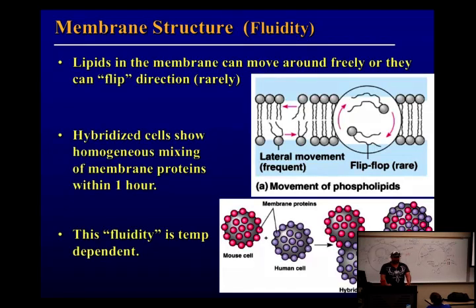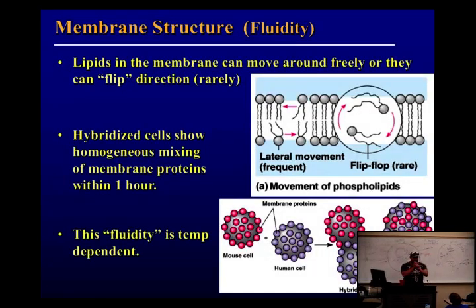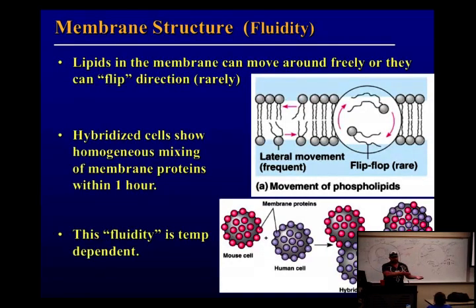More fluid would be unsaturated, right? Because it causes it to bend and makes it spread out. If it's cold outside, you would want to make it more fluid, right? So you would want to add more unsaturated, right? If it's hot outside, you want to make it more solid. So what would you do? You would add saturated fatty acid tails.